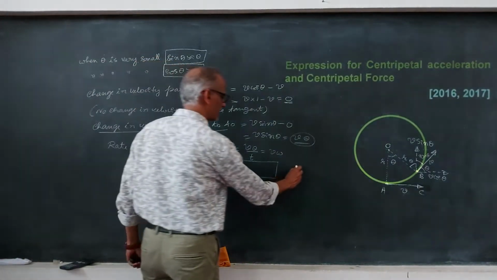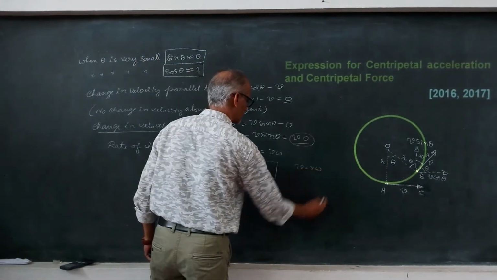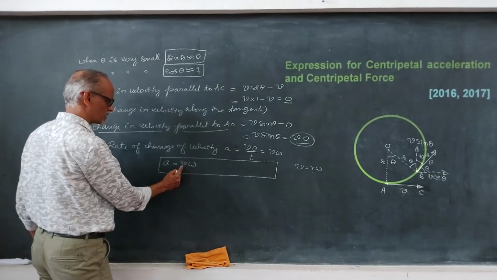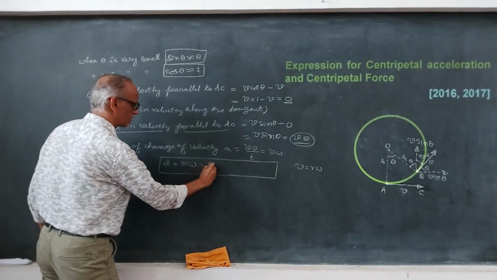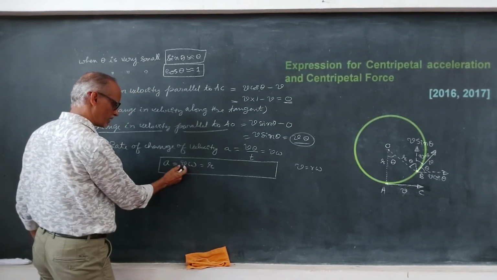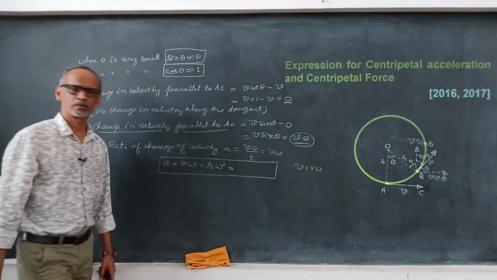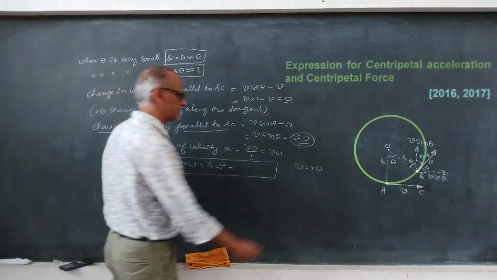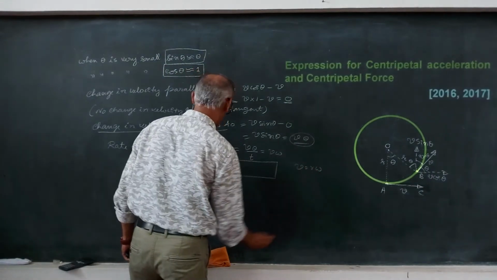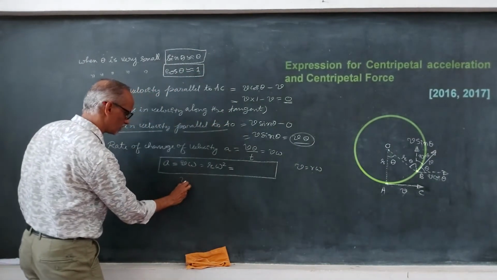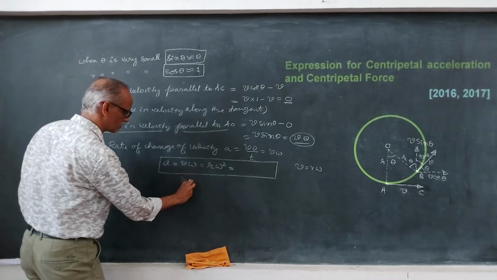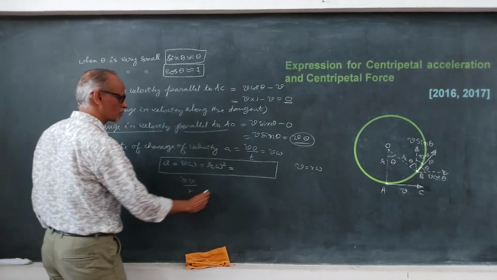But we also know that V is equal to R omega, right? So replace V with R into omega. So we get R omega, again omega, so we'll get omega square. So this is another equation. We can even write omega is equal to V by R. So what do you get? V into V, which is V square by R.